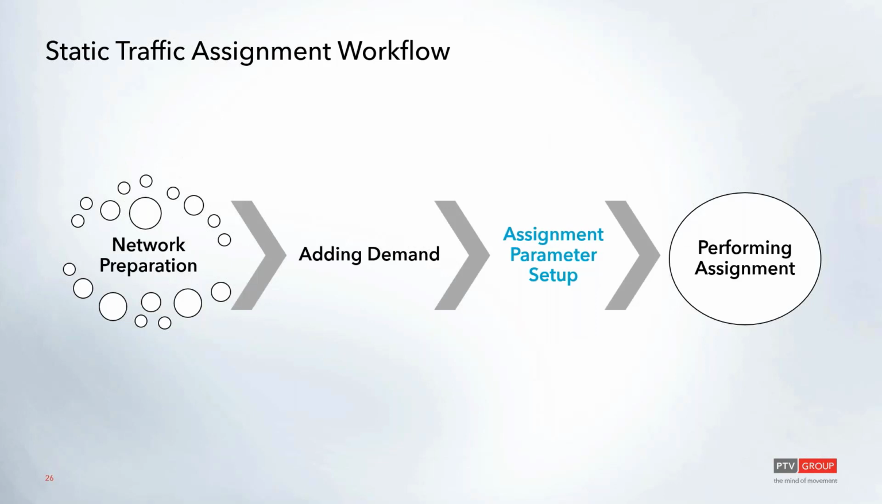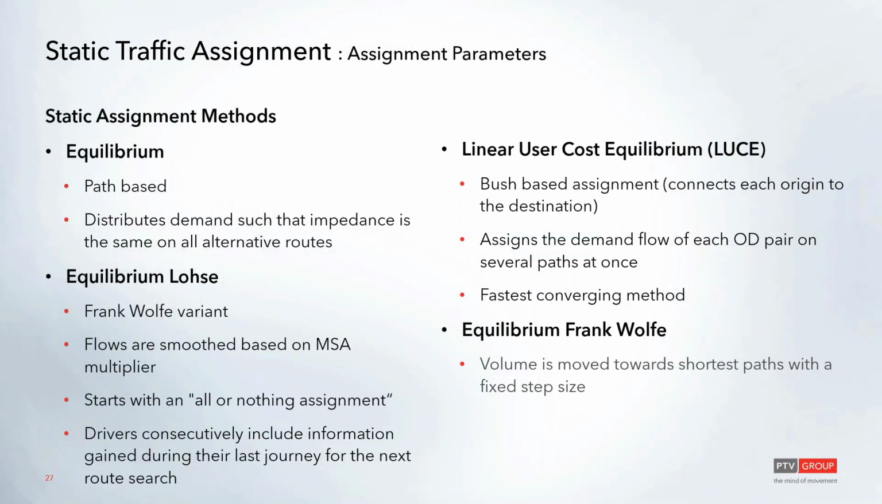All right, so now we have our network and our demand. So now it's time to actually take a look at the different static traffic assignments. There are quite a few options here. We do have a lot of different equilibrium options. The default one is just this plain equilibrium one up at the top. And this is just going to be a path-based equilibrium assignment that's going to distribute the demand and try and equalize out the impedance across all of the alternative routes between those origin-destination pairs.